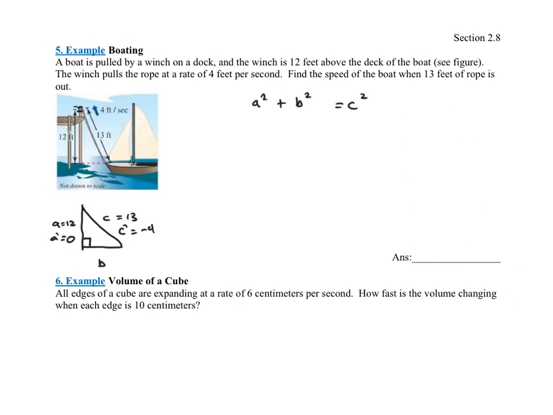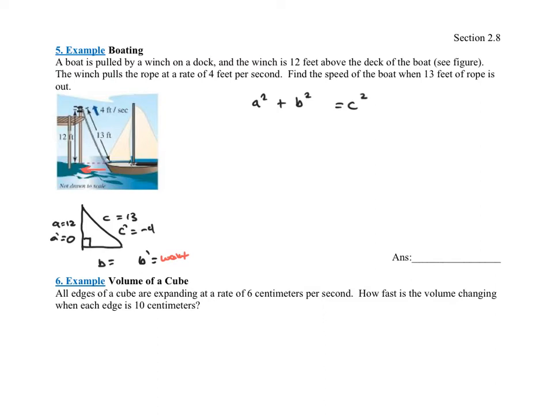Okay, so I review the problem and I try to think about this, and the question is, what is B and what is B prime? Well, B would be the distance of the boat from the dock. We don't know what that is yet, but we can figure it out. And what is B prime? Well, we certainly don't know what B prime is because the problem says find the speed of the boat. That's what you want. You want B prime, because B prime would be the speed of the boat right there. How fast is the boat actually traveling? So what we want is B prime.